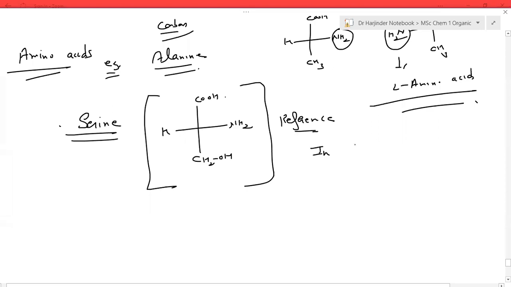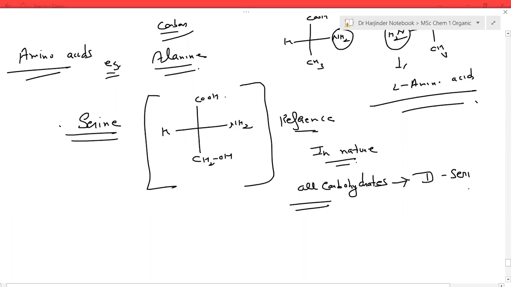Now in nature, all carbohydrates, all carbohydrates that exist in nature belong to D series. And all amino acids belong to L series.